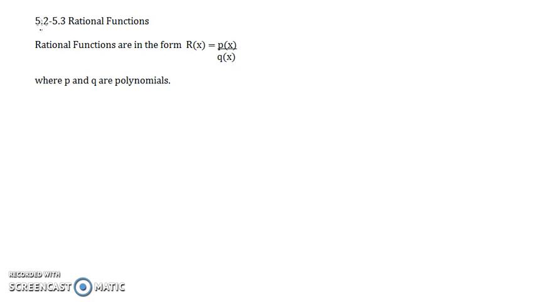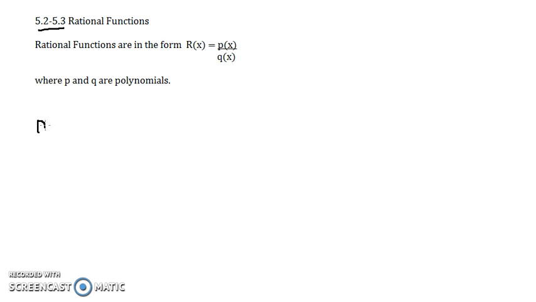Alright guys, in this video we are going to put together sections 5.2 and 5.3. They're both about rational functions. Rational functions you can also think of as fractions when you hear rational. They're in the form of p of x over q of x, where p and q are polynomials. So we have a function that's in the form of a fraction, where we have a polynomial over a polynomial.